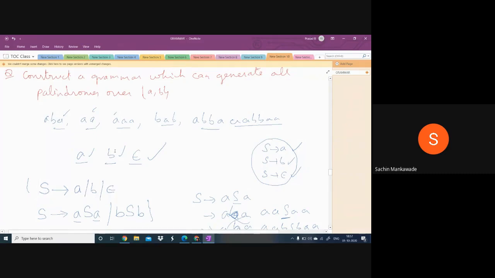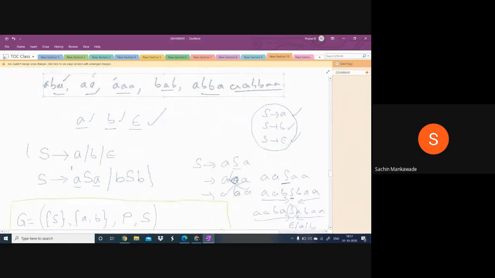Now, to get all the remaining productions, remember, whenever on the right side the symbols before and after the non-terminal, here S, before S and after S, are both the same, they generate a palindrome. See, here S derives ASA, with A before and after S, and S derives BSB, with B before and after S, the same.